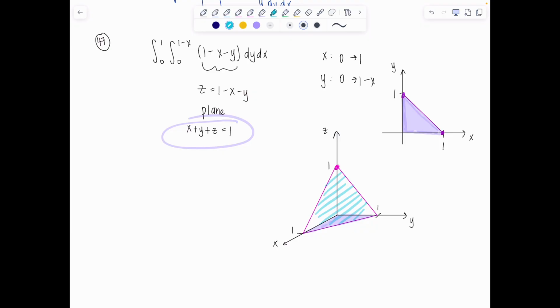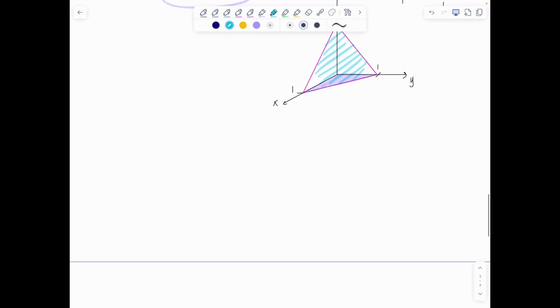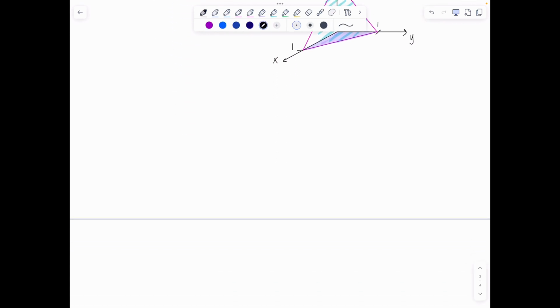Okay, good. That one wasn't bad, right? 47's done. Okay, 65, last one. Evaluate the integral, ooh, so fun, by reversing the order of integration. I love these ones. Expect one on the exam.